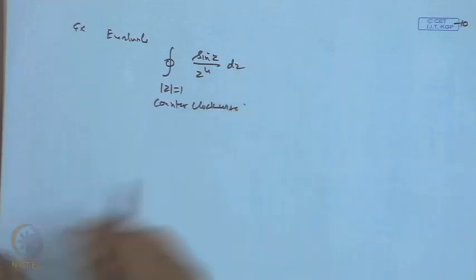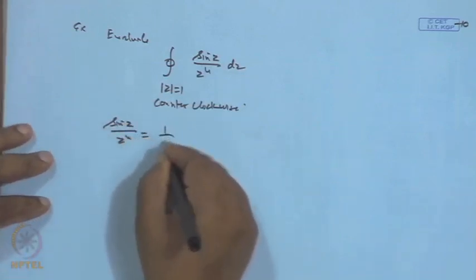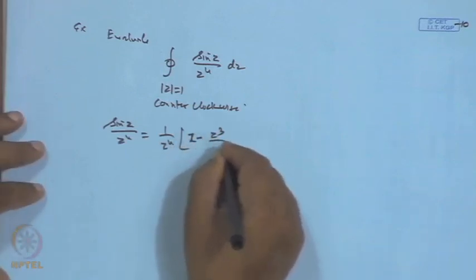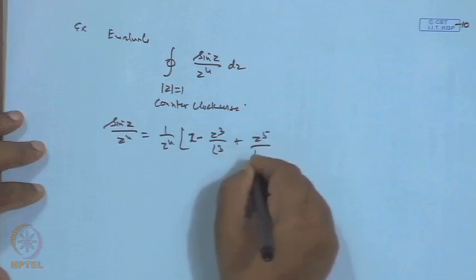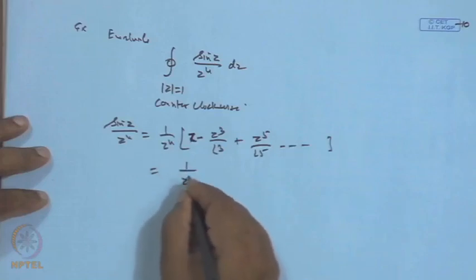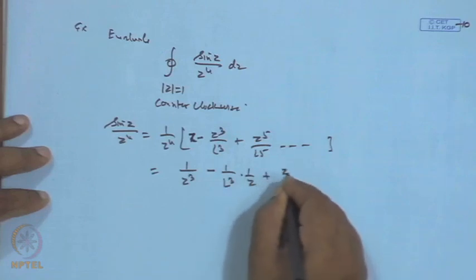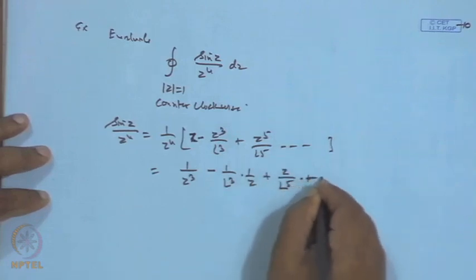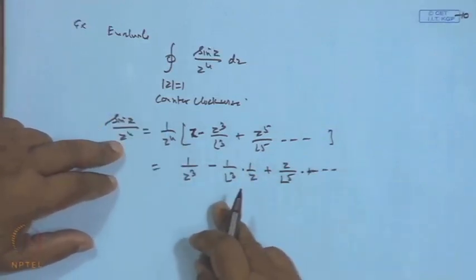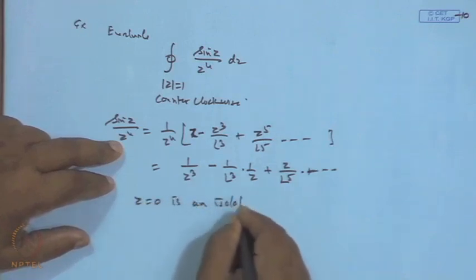Obviously, this function sin z by z to the 4 equals 1 by z to the 4 times sin z, whose expansion is z minus z cube over factorial 3 plus z to the 5 by factorial 5, and so on. When you divide by this, you get 1 by z cube minus 1 by factorial 3 into 1 by z plus z over factorial 5, and so on and so forth. So this is the expansion of the function sin z by z to the power 4 around the point 0. Obviously, z equal to 0 is an isolated singular point.